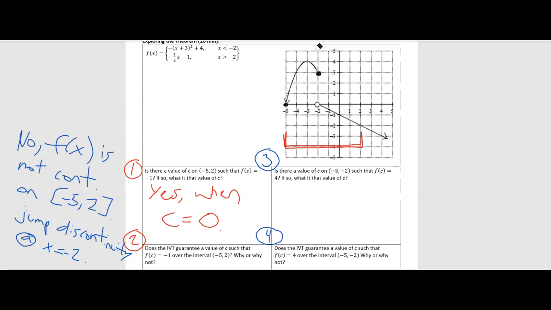So if we come up here, this time we're only at -5 to -2, not to +2. So careful there. So -5 to -2. However, we still see that the function reaches that y value of 4. So at -3, that's the x value at which the function is equal to +4. So yes, when c equals -3.